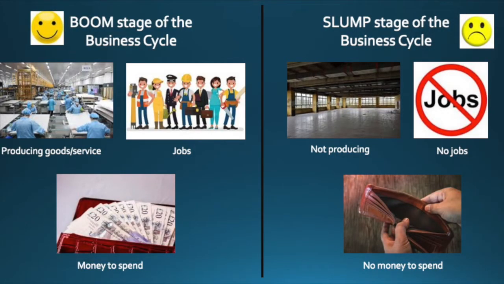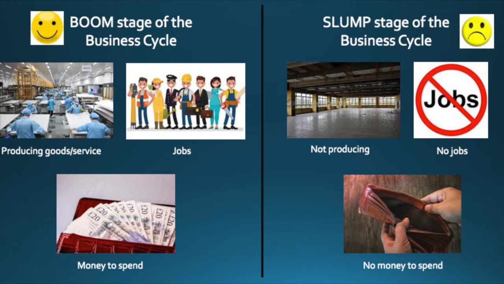So let's start with the boom stage of the business cycle. Now, during the boom stage, GDP is high. The country is producing lots of goods and services, there are jobs, and people have money to spend. Overall, people are very happy and the country is doing really well economically.